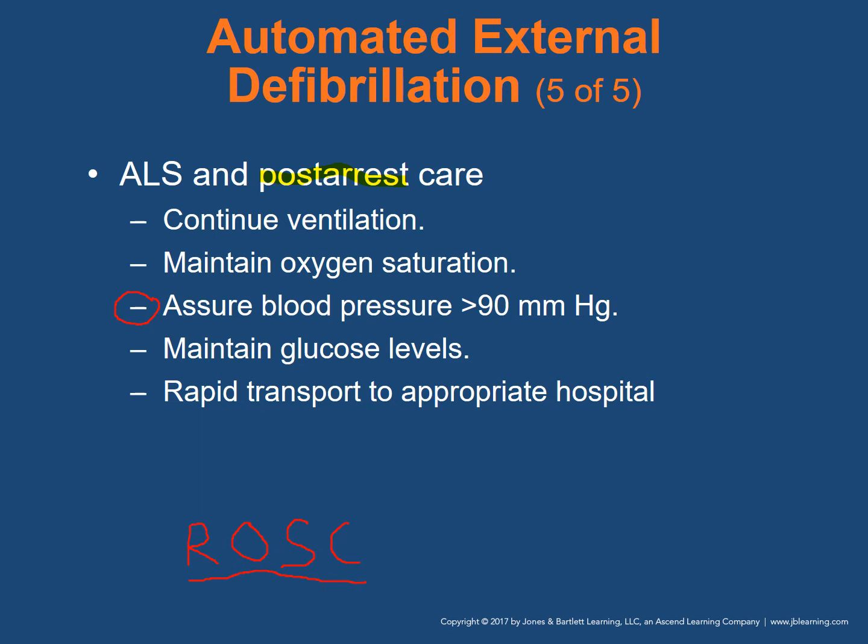And that blood pressure will aid in distributing blood all the way out to the farthest reaches of the body. If the blood pressure is too low, it doesn't matter if the heart is beating or how hard the heart is beating. If your systolic blood pressure is less than 80 millimeters of mercury, you're not getting adequate blood flow throughout the entirety of the body. Maybe only to the core, but not much farther than that. We need to maintain adequate glucose levels and, of course, rapid transport to the closest appropriate hospital.